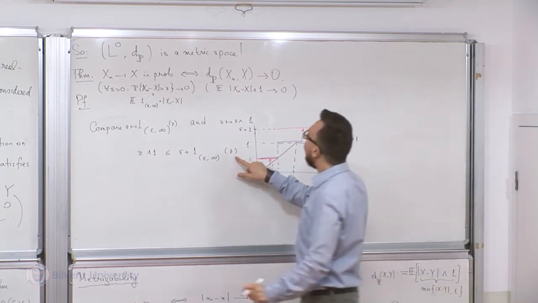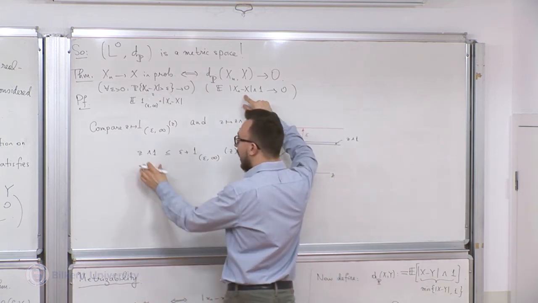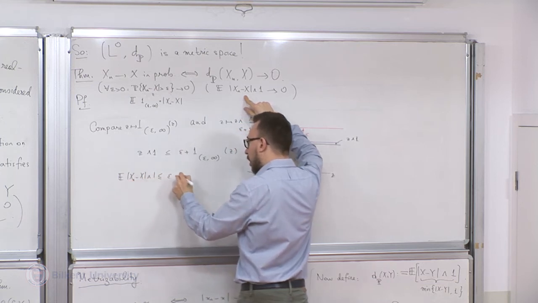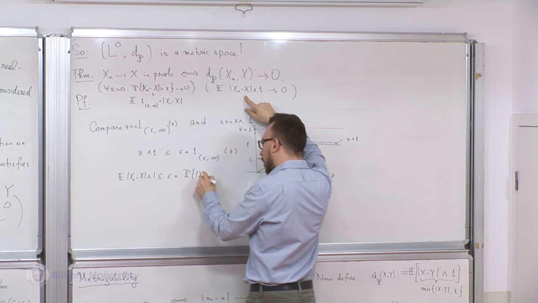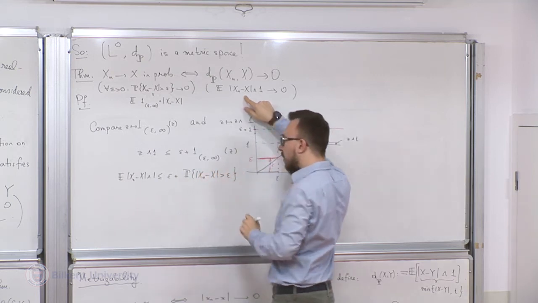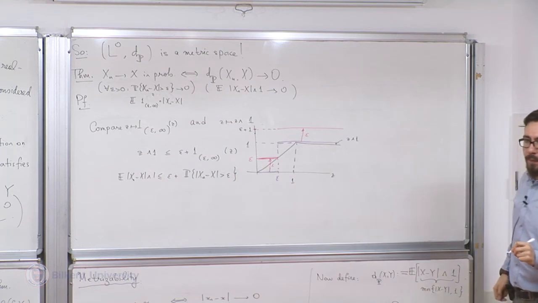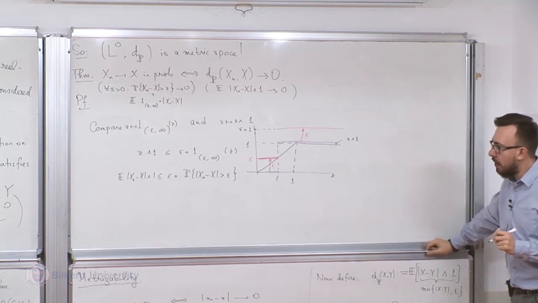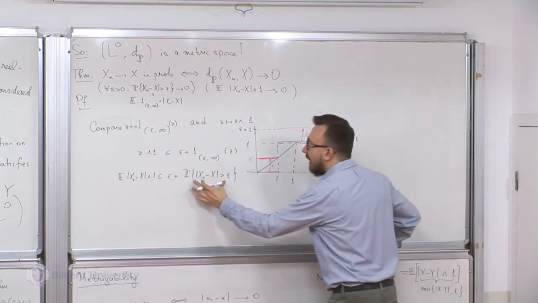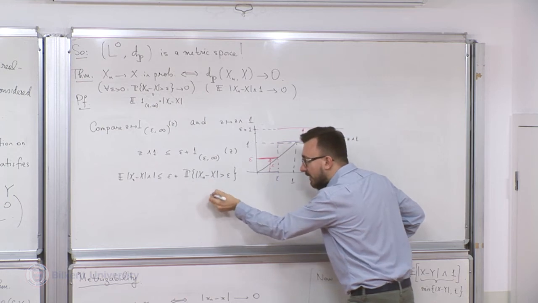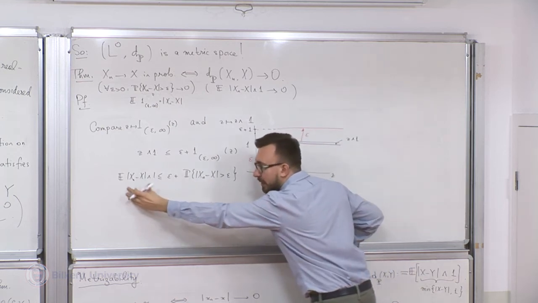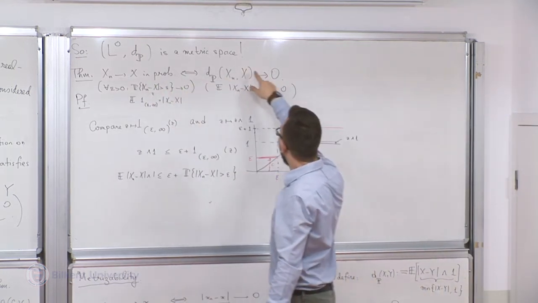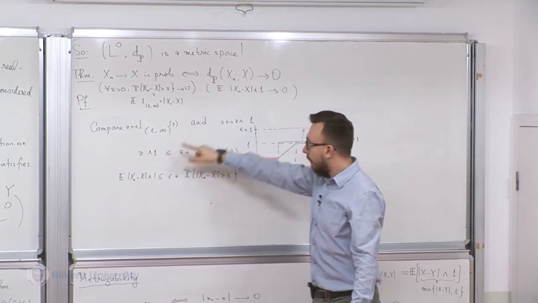So if you take z equals absolute value of xn minus x and take expectations, you would get this, right? Expectation of indicator is just probability. So in other words, if you have xn converges to x in probability, meaning that this converges to 0, by sandwich theorem, this also converges to 0, right? So convergence in probability implies convergence in this metric. This is the metric.